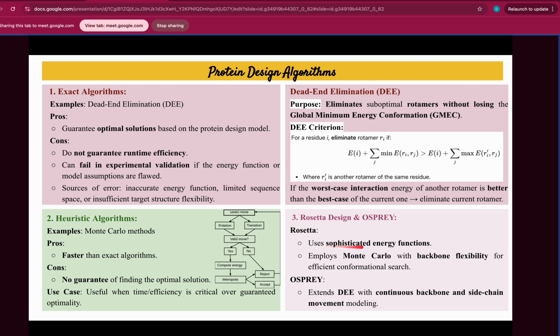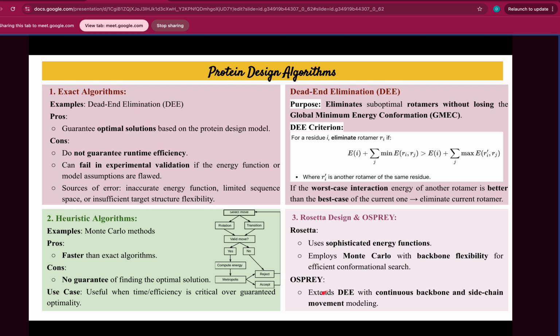In Rosetta, it uses sophisticated energy functions. It employs Monte Carlo with backbone flexibility for efficient conformational search. In Monte Carlo, we randomly move in the energy landscape such that high energy moves are also favored by increasing the temperature. In that way, we are also incorporating the backbone flexibility so that the conformational search becomes efficient.